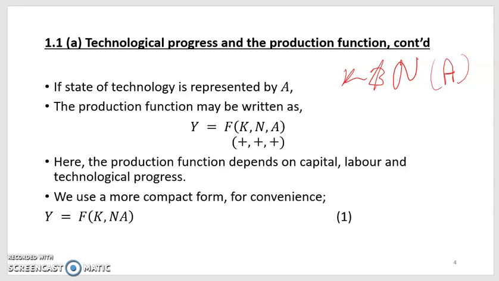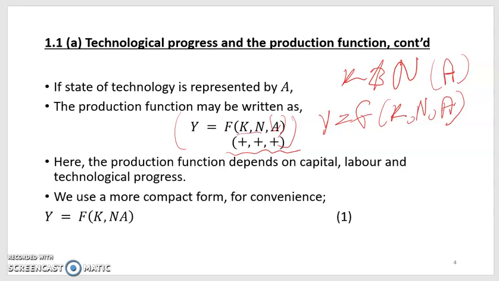Given this new narrative, our production function can now be given by output being a function of capital, employment or number of workers, and technological progress. All of these have a positive effect on output, hence the plus. This new function tells us that output depends on both capital and labor, and it also depends on the state of technology, given by A, such that given capital and labor, an increase in technological progress A leads to an increase in overall output.